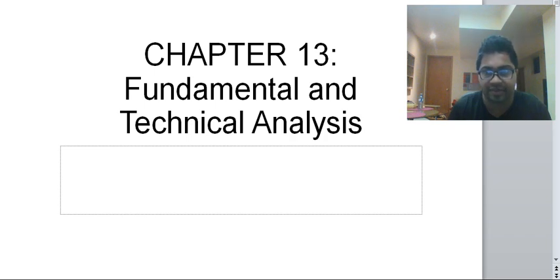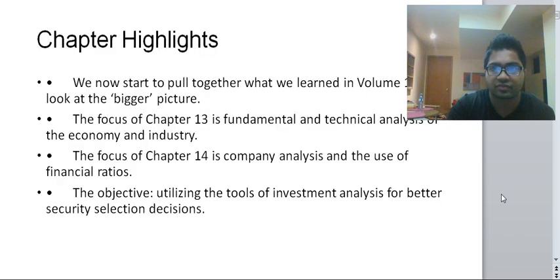The first chapter that we are going to discuss is about fundamentals and technical analysis. Highlights of this chapter: we have seen a part of it in level 1. We have discussed the regulatory system and the security market in general. So we'll build on it in level 2 and look at the bigger picture.